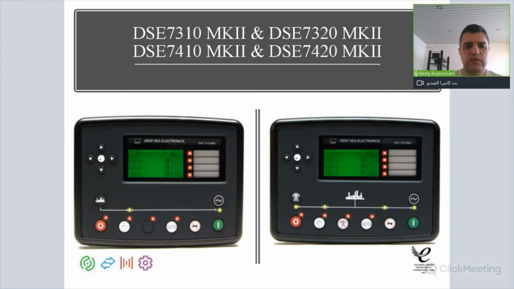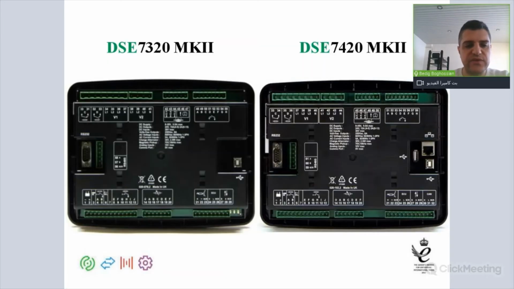The next modules are the 73 and the 74 Mark II. From the front, both the 73 and the 74 look the same, and you notice that you have the breaker control buttons. The difference between the 73 and the 74 is that from the front they look exactly the same, but from the back, there are slight differences.